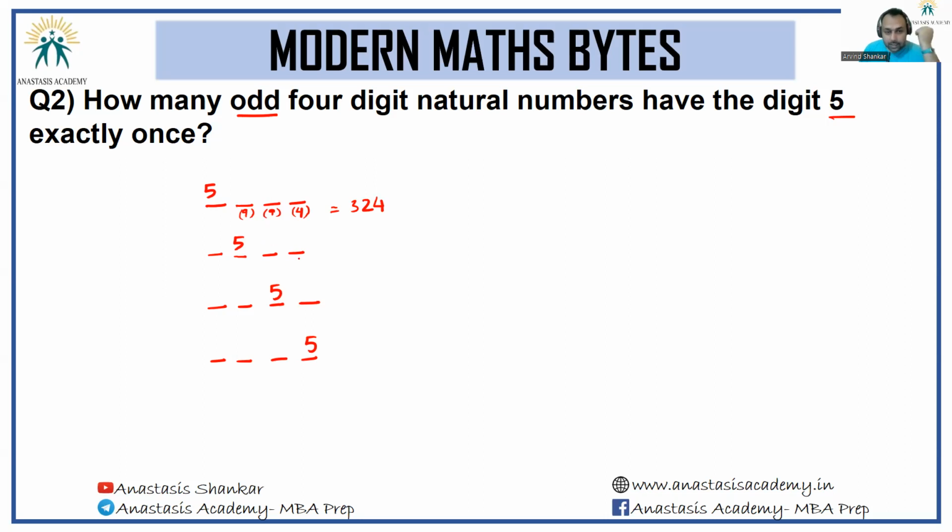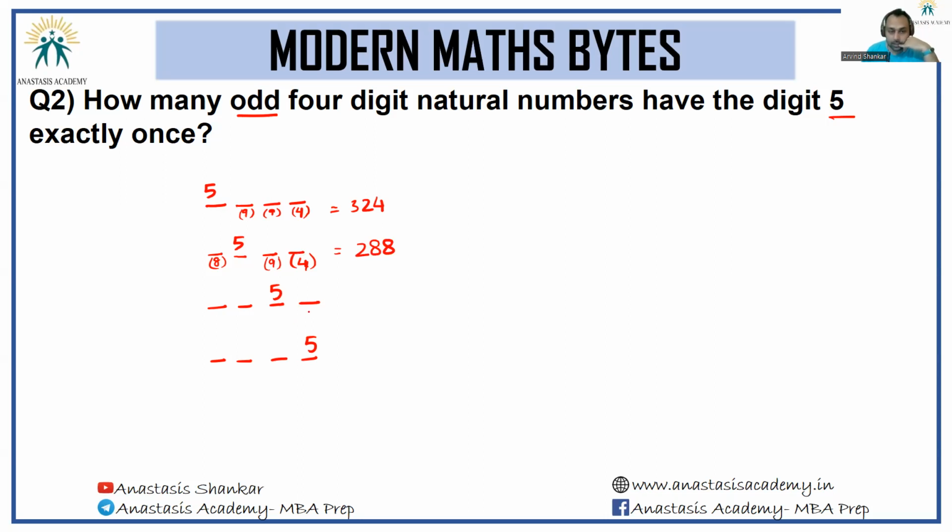In the second case, again, the last spot will be filled up in 4 ways. But now the leading spot, it cannot have 5. It cannot have 0. So this will be filled up in 8 ways. So 8, 9, and 4. So this will add up to how much? 8 into 9 is 72. 72 into 4 is 288.